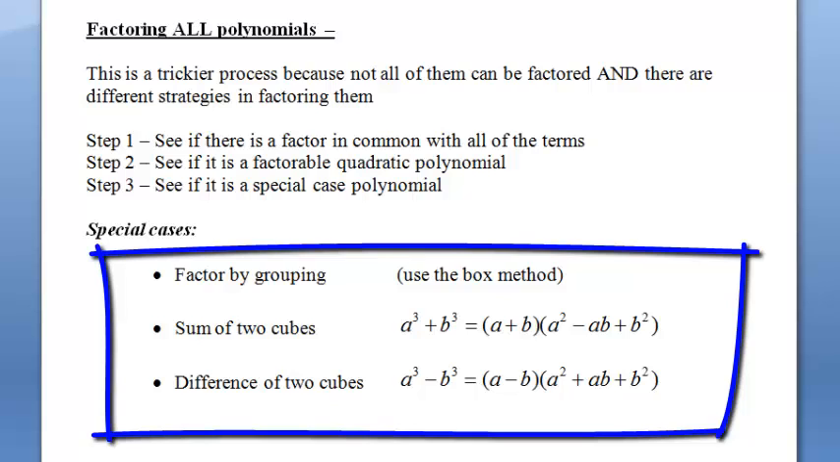For quadratics, we have the difference of two squares, but you could still just do that with the X box. The sum of two cubes and the difference of two cubes cannot be done with the X box. So you're just going to have to remember these two little formulas right here.